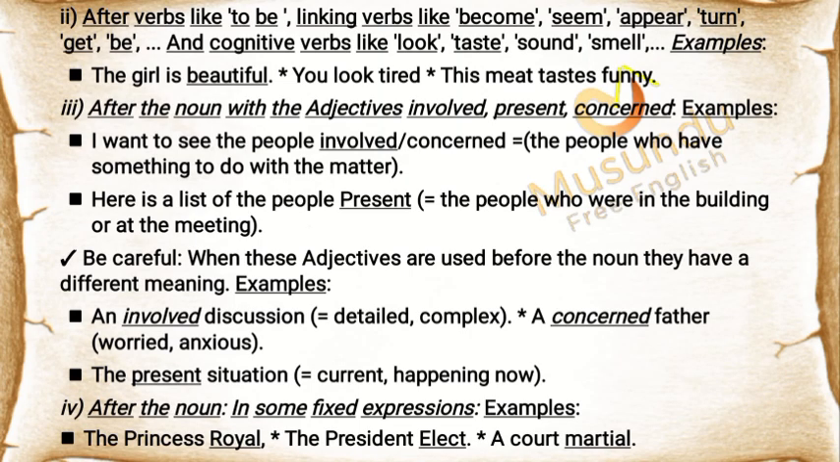3. After the noun, with the adjectives involved, present, concerned. Examples: I want to see the people involved/concerned, equals the people who have something to do with the matter. Here is a list of the people present, equals the people who were in the building or at the meeting.